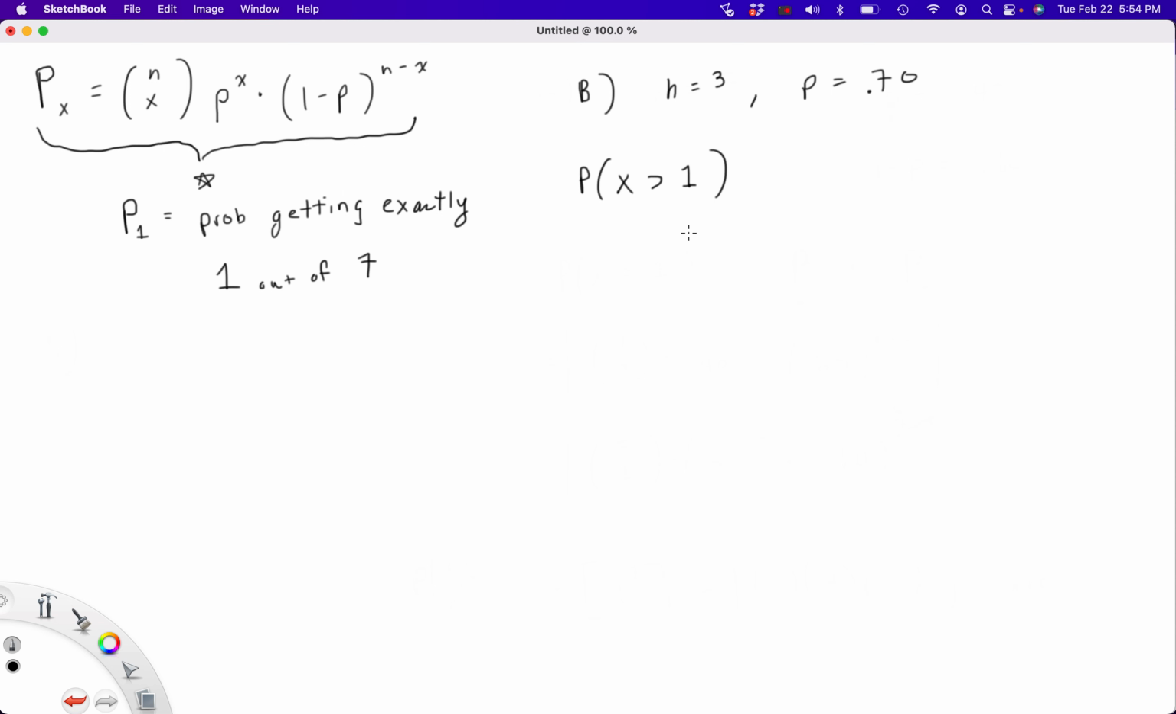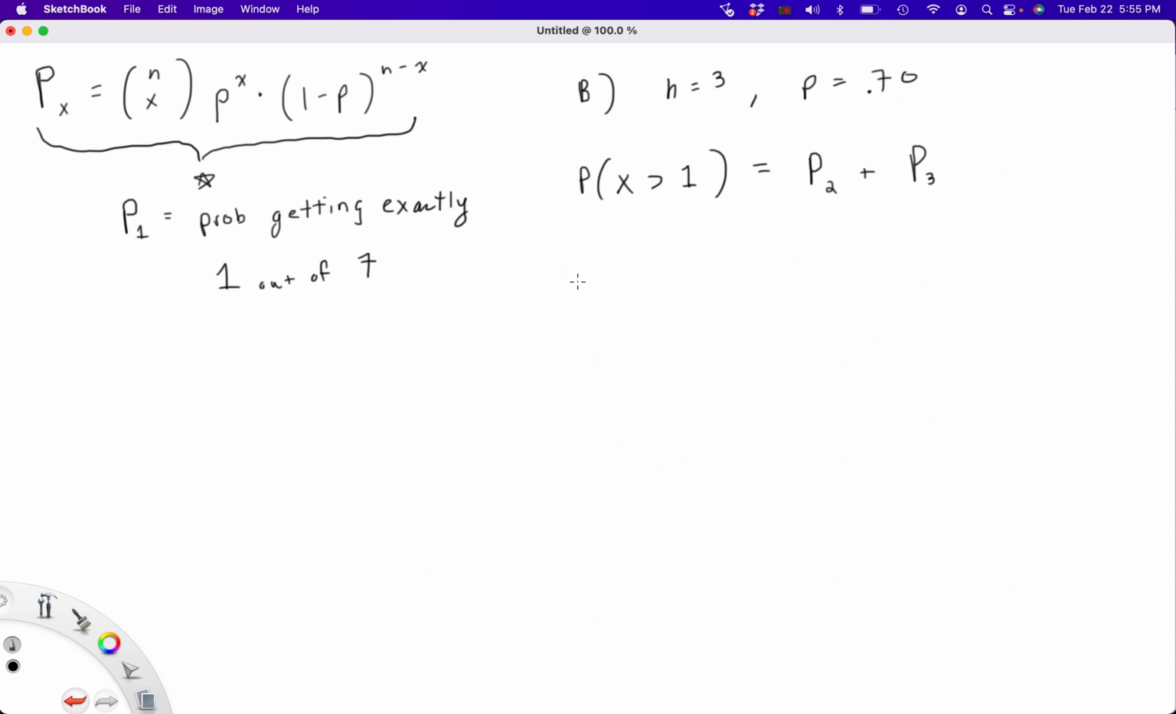And again, if we see a more than or a less than, we got to adapt this slightly. So what we're going to do is we're just going to realize that more than 1, if we're doing an experiment of 3 trials, that's really just like saying, what's the probability of getting 2 successes in our experiment, or 3, either one of those would satisfy. And so we'll basically do the same thing. We'll just end up adding.